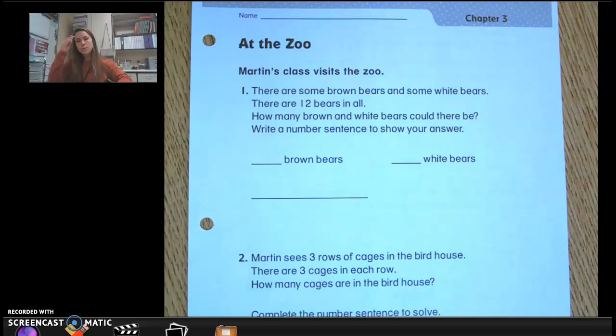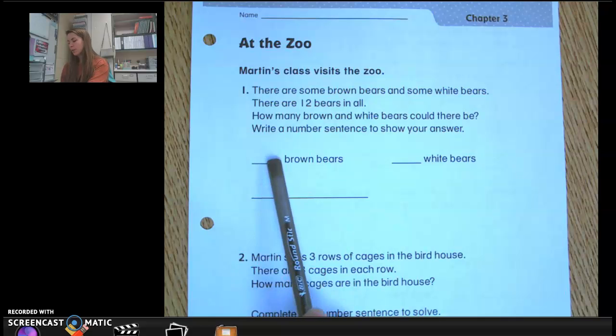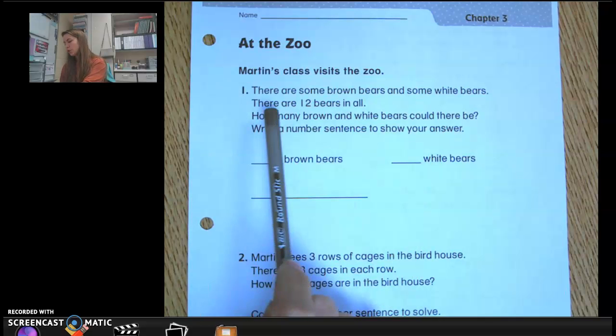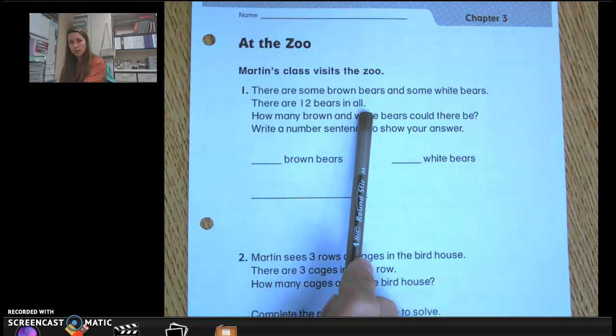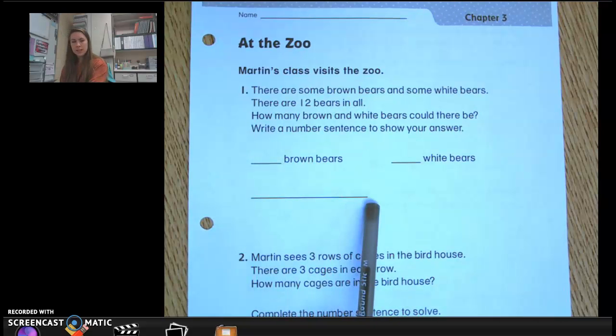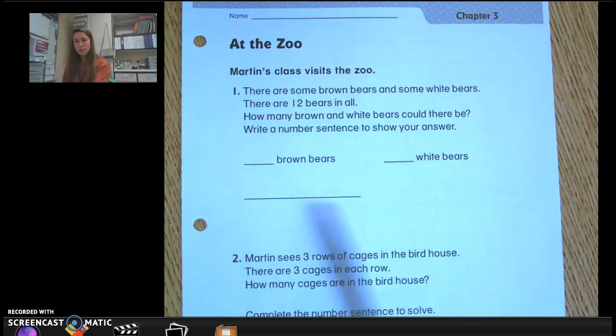So for this problem, there's a ton of correct answers. So don't feel like there's only one. You will be correct in solving this when you tell me how many brown bears, how many white bears, and making sure that there are 12 bears in all. Okay? And then also filling in this line with a number sentence. Remember, a number sentence is anything like 8 plus 7 equals 15. I just have my numbers in the sentence. So make sure you have every piece of this problem answered. How many brown bears, how many white bears, and a number sentence.